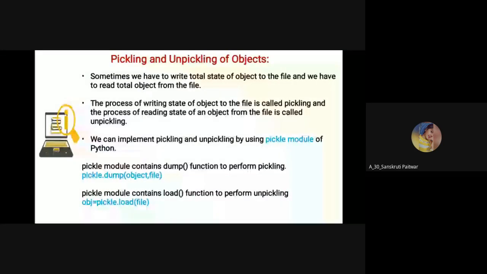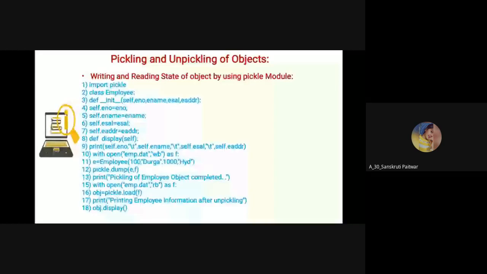Then unpickling is exactly the reverse: obj = pickle.load(1.txt). In 1.txt we have written the state of the student object, and the object will again be created as obj, and that object will have the state which we have written in 1.txt. Now you can see the example of writing and reading the state of an object by using the pickle module.